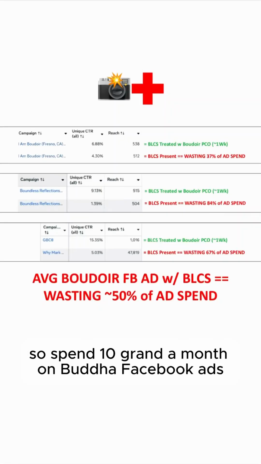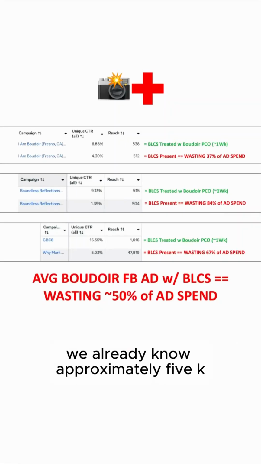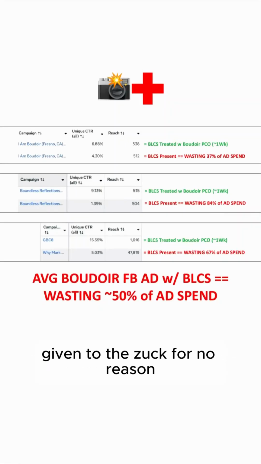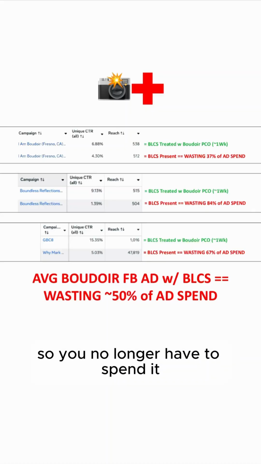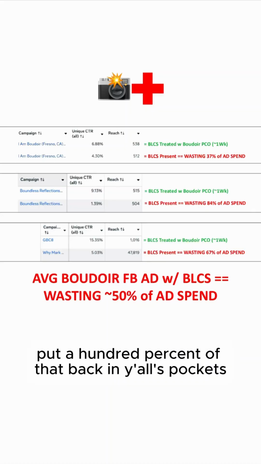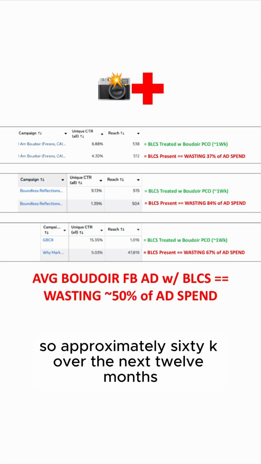So spending 10 grand a month on Boudoir Facebook ads, we already know approximately 5K of that's being wasted, literally given to the Zuck for no reason. With Boudoir Pico, we can eliminate that waste, so you no longer have to spend it. Put 100% of that back in your pockets, so approximately 60K over the next 12 months.